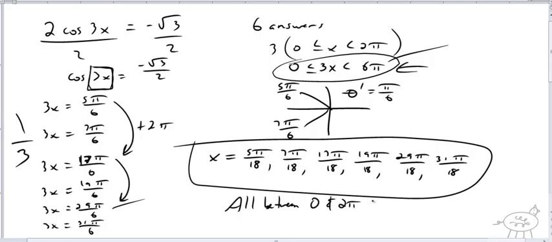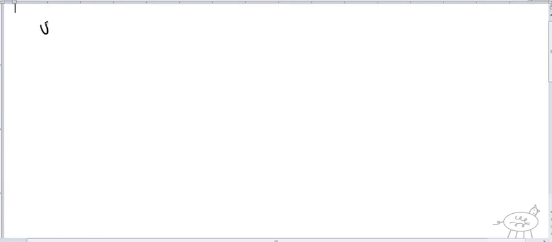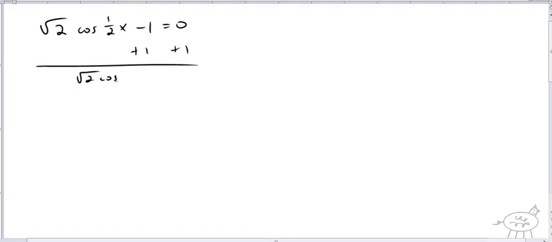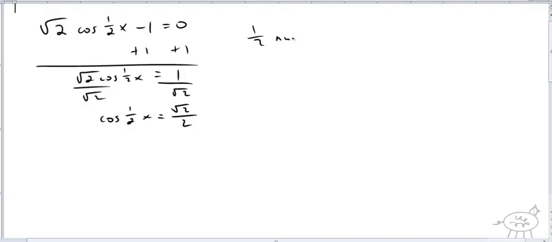Okay, sounds good? All right, let's try one that is not necessarily quite as friendly. Square root of 2 cosine of 1/2 x minus 1 equals 0. All right, so we'll solve for it. We add 1. We get root 2 cosine of 1/2 x equals 1 divided by root 2. If I rationalize it, I get cosine of 1/2 x equals root 2 over 2. All right, that's cool. So potentially I have half the number of answers.